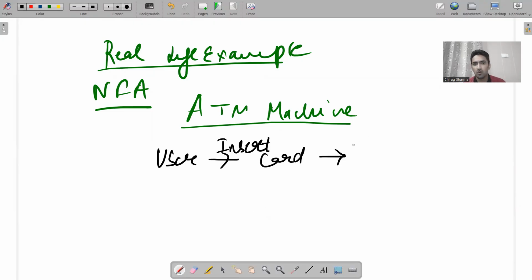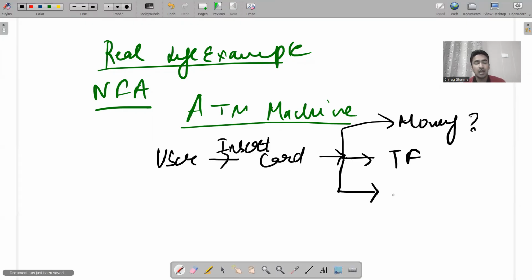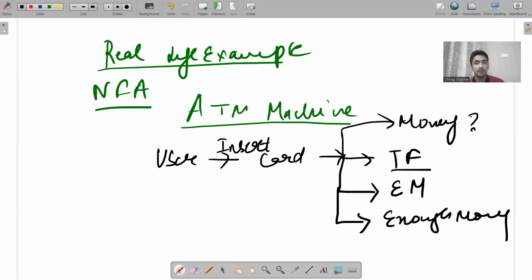Does that ensure money will always come out? No, it is not a surety. Maybe there is a transaction failure. Maybe you get an erroneous message. If there is a transaction failure, maybe they don't have enough money, or you can have an error message also. After the transaction, your money may be deducted, but the money is not received from the ATM. So this is a clear case of NFA.